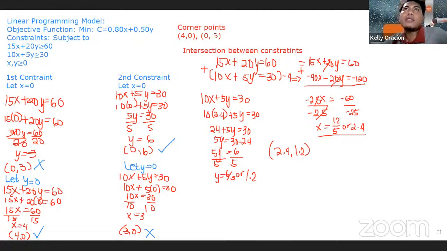So I will include this one in our corner points. So we already complete our corner points. We have 3 corner points. Again, in minimization with 2 constraints excluding the non-negativity, there are 3 corner points. Hindi kasali si 0, 0. For maximization naman, kasali si 0, 0, kaya naging 4 sila kanina. Di ba napansin niyo 0, 0 kasali siya.